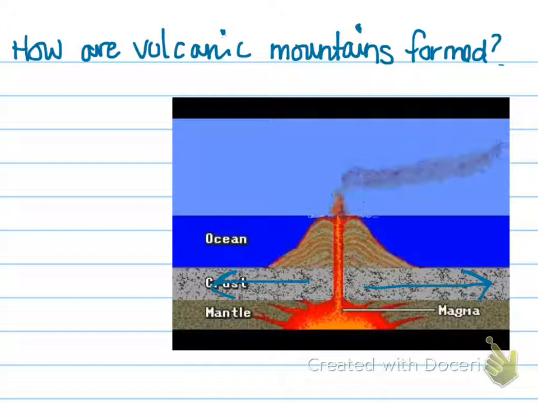In the next activity, what we're going to do is you're going to look at the three major forms of mountain building, and what I would like you to do is watch the video, and then you're going to draw an image of how the mountain was created.